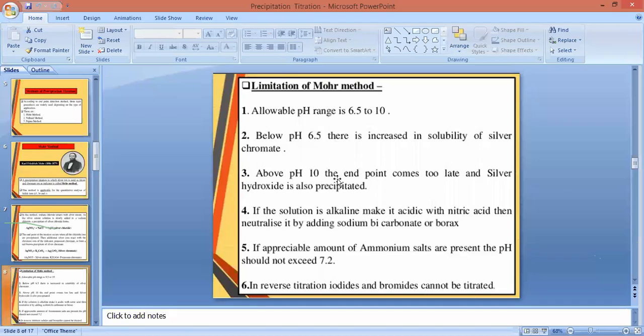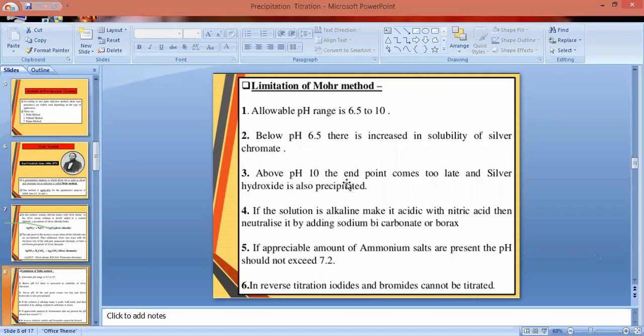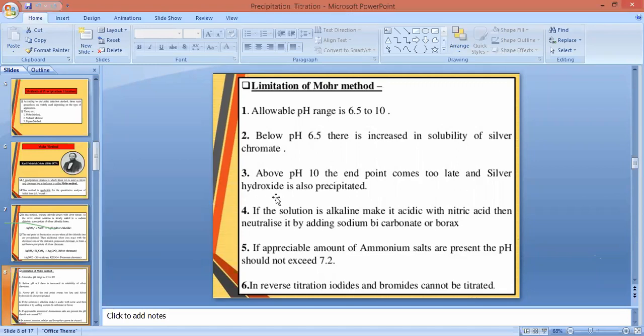So this is the drawback or limitations of Mohs method. We have to perform the titrations in a limit of 6.5 to 10 pH only. If the pH is below 6.5, there is increase in solubility of silver chromate, and if the pH is above 10, there is formation of precipitate of silver hydroxide also, and the end point reached will be too late, and there will be excess consumption of standard precipitating agent.